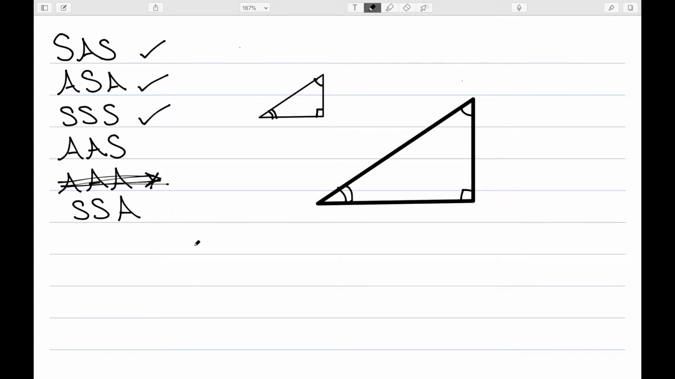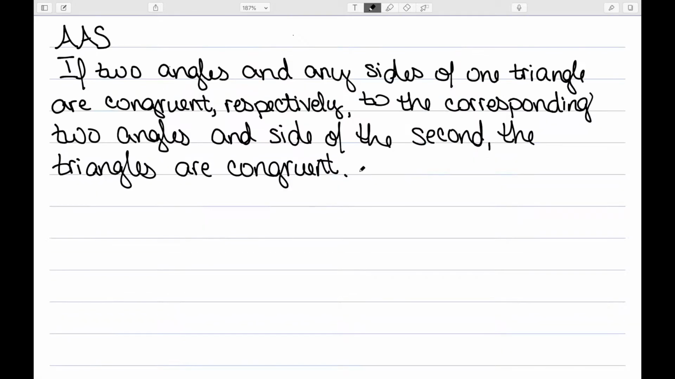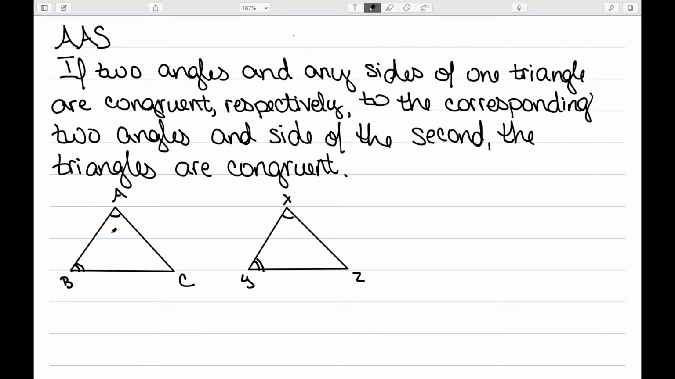So now let's take a look at those and see whether or not they are true. AAS states that if 2 angles and any side of one triangle are congruent respectively to the corresponding 2 angles and side of the second triangle, then these triangles are congruent. Here are 2 triangles. We know that A is congruent to X and B is congruent to Y, and then we just need any other side to be congruent. If AB was congruent to XY, then we would have angle side angle.